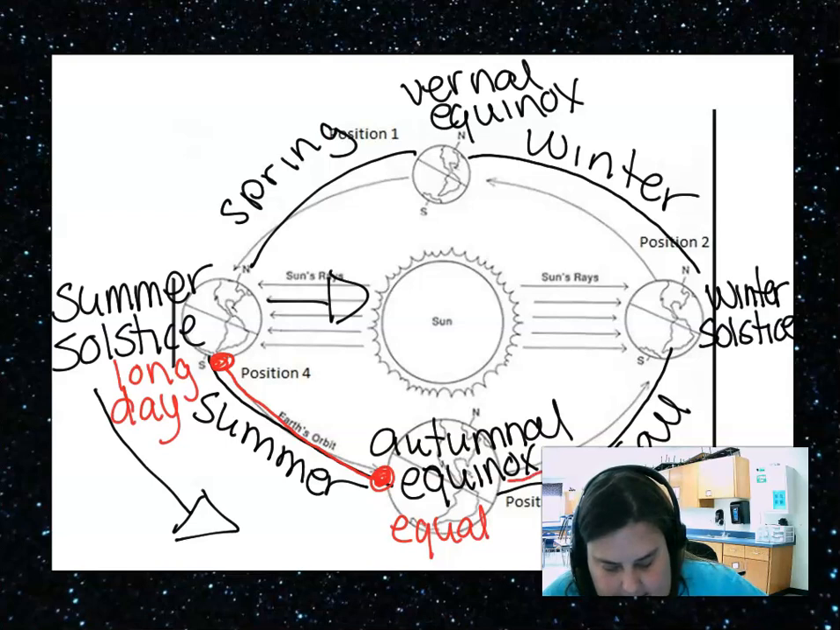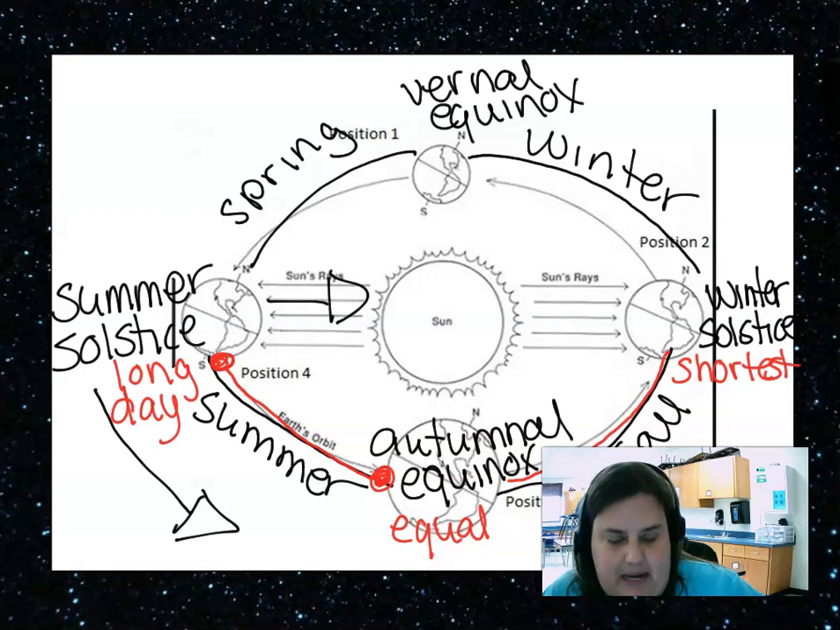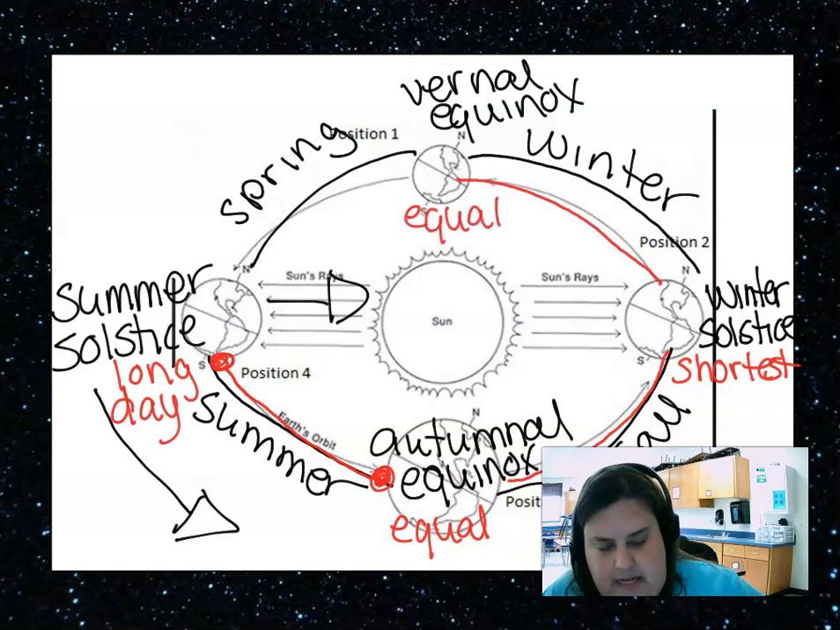So every day from here to here is going to be about a minute shorter than the previous day until I get around to the winter solstice. And this over here is going to be the shortest day of the year. But now what's going to happen is the days are going to start getting longer by about a minute every day. So longer, longer, longer, longer, longer until I get here and I have equal hours of day and night. And then longer, longer, longer, longer until I get to the longest day of the year.